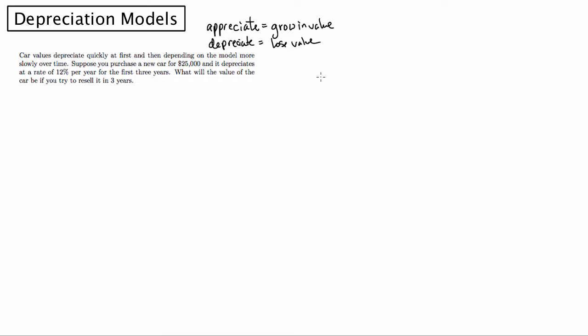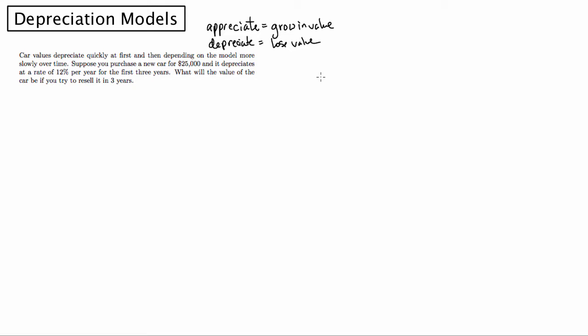So the example I have is looking at a car that's depreciating. It originally cost $25,000 and it has a per year depreciation rate of 12% for the first 3 years of its value. And I want to know, if I try to resell that car after 3 years, how much will that car be worth? In other words, how much am I going to lose in those 3 years?